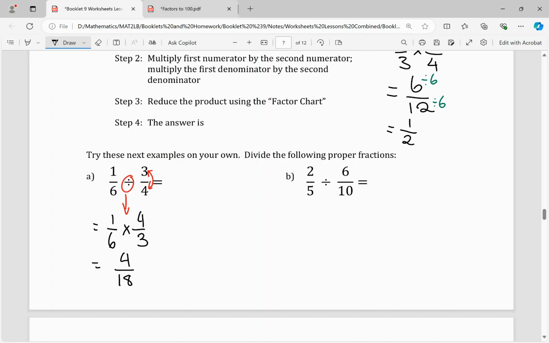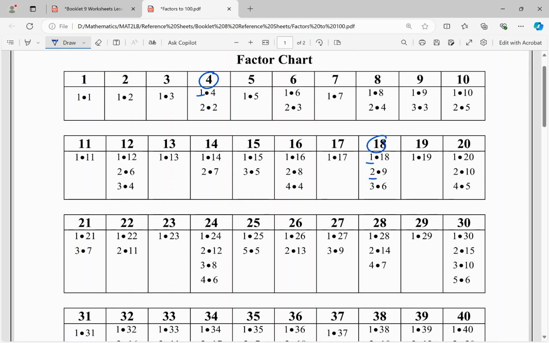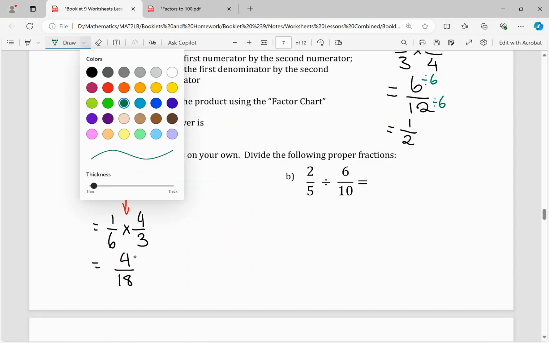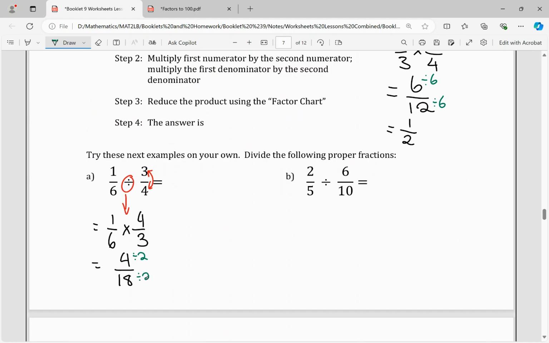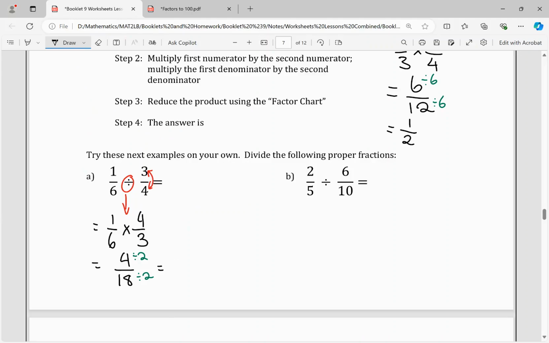Take a trip over to our factor chart. We're looking at 4 and 18 here to see what the greatest common factor is. Here is 4, here is 18. They both share a 1, they both share a 2, and it looks like that's all that they share. So the greatest common factor is 2. Right, so we're going to divide the top by 2, we're going to divide the denominator by 2, and what we're left with is 4 divided by 2 is 2, and 18 divided by 2 is 9, so 2 over 9 is our final answer.